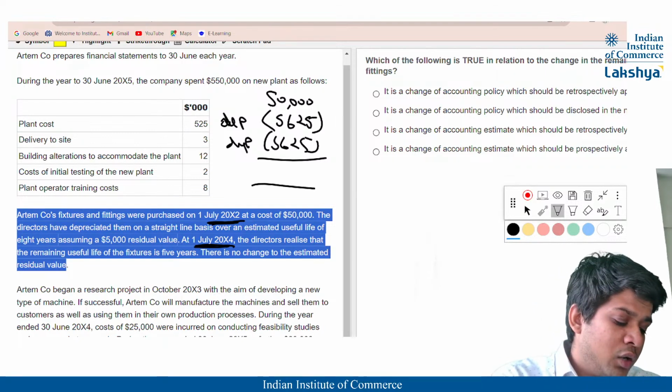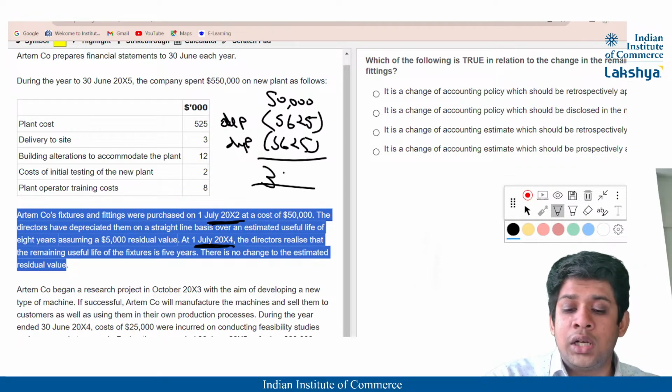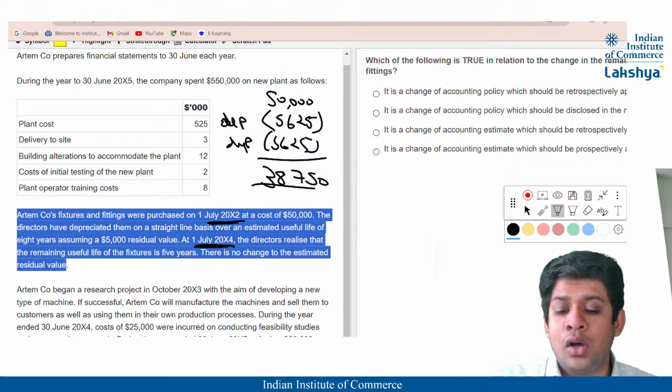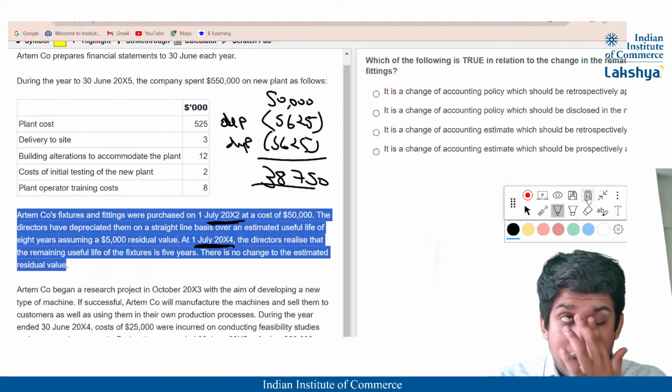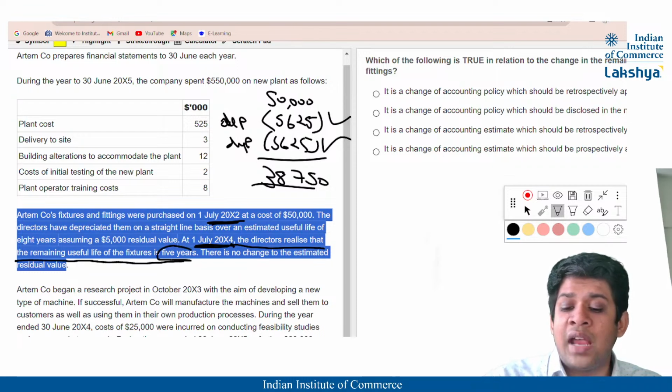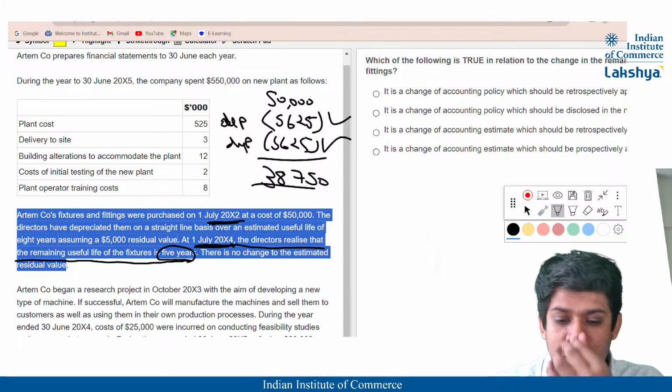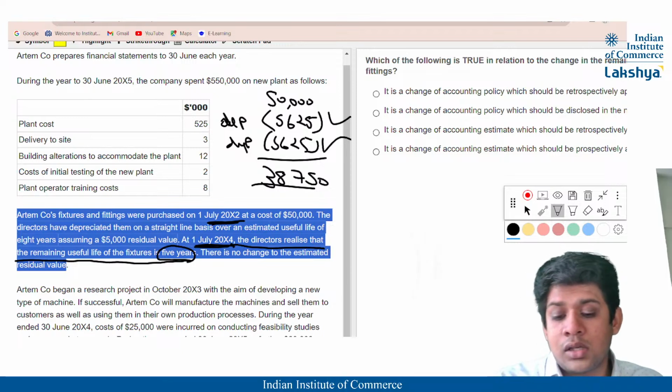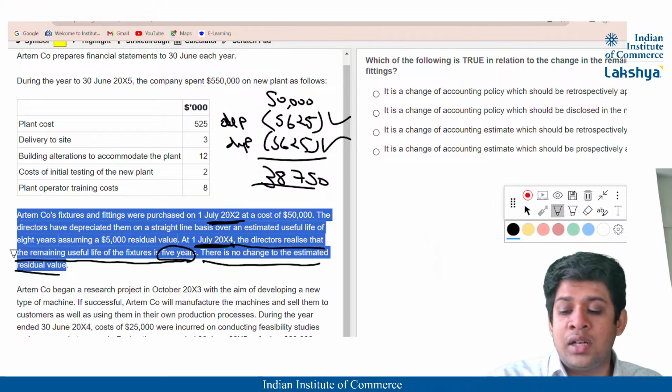So after 2 years, the carrying value of the asset is going to be 50,000 minus 5625 minus 5625, which is going to give us 38,750. Okay. So just remember guys, 38,750 is the carrying value of the asset and the depreciation charge to date is 5625. Okay. The directors realize that the remaining useful life of the fixtures is now 5 years. Okay. The remaining useful life of the fixtures is now 5 years. And there is no change to the estimated residual value. That means the residual value remains the same.